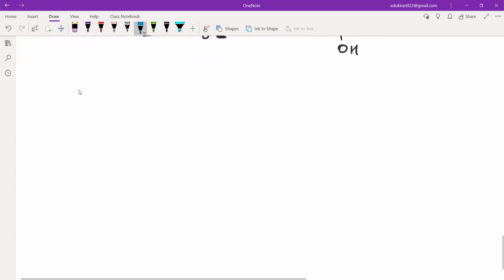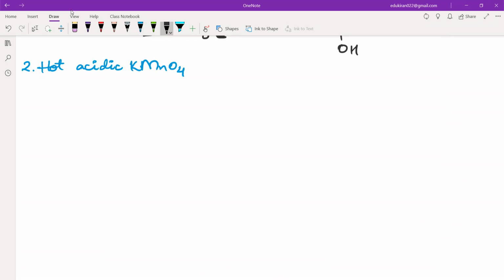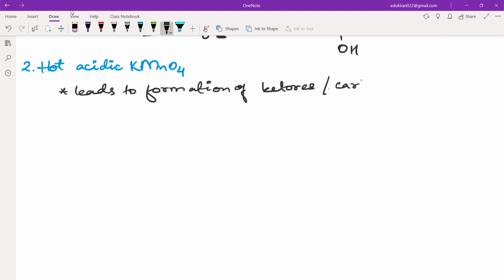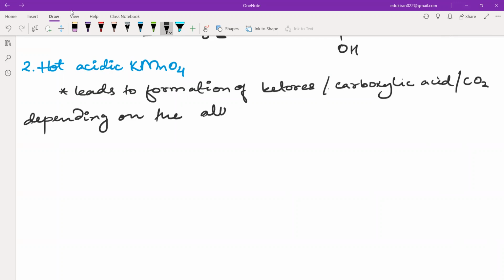The second is more important, that is if you react alkenes with hot acidic KMnO4. Now in hot acidic KMnO4, it leads to formation of ketones or carboxylic acid, or CO2, carbon dioxide, depending on the alkene. Okay. Now, whenever you have an alkene, please listen very carefully.